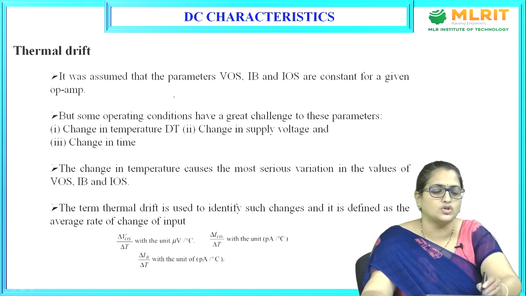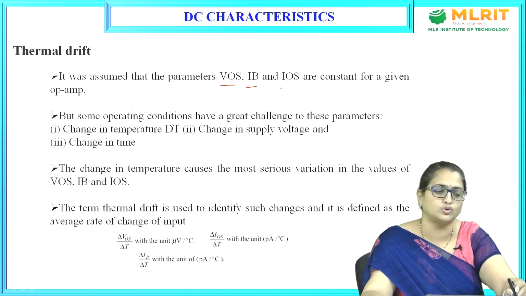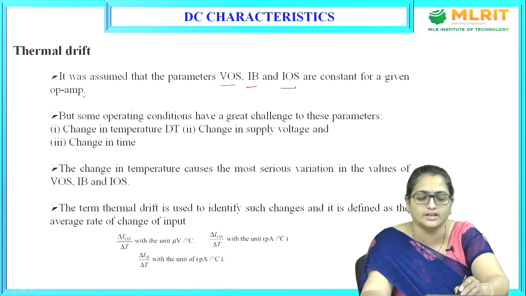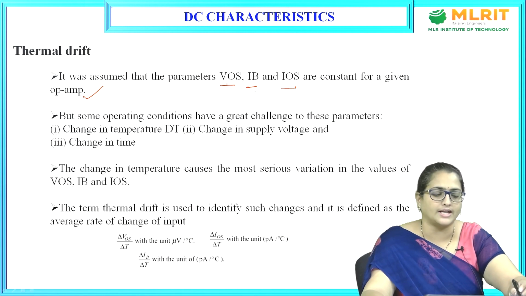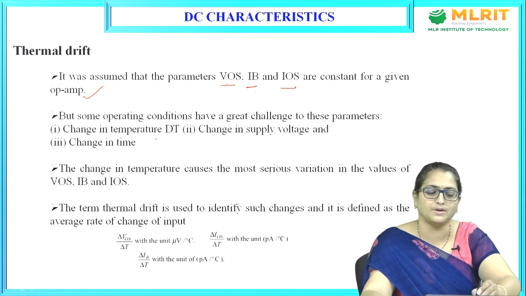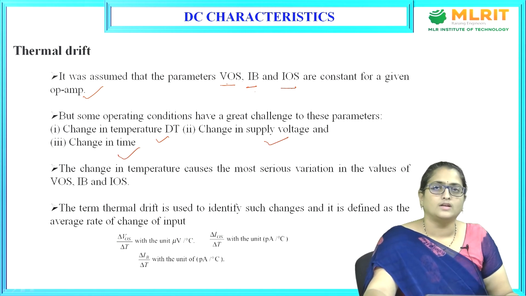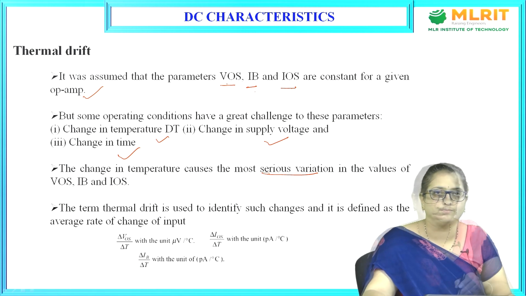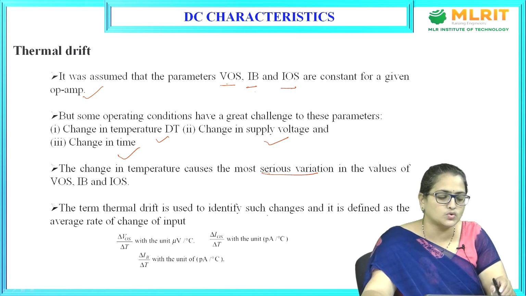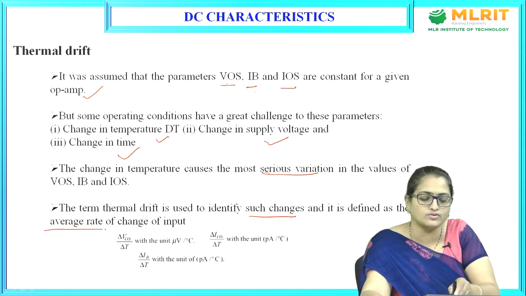It was assumed that VOS, that is input offset voltage, bias current and input offset current are constants for a given op-amp. But these VOS, IB and IOS change with respect to time, with respect to supply and with respect to temperature. The change in the temperature causes the most serious variation in VOS, IB and IOS. The term thermal drift is used to identify such changes, and it is defined as the average rate of change of input.